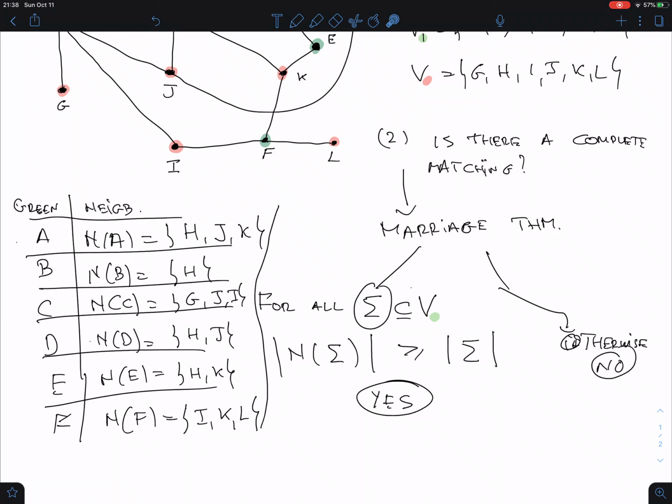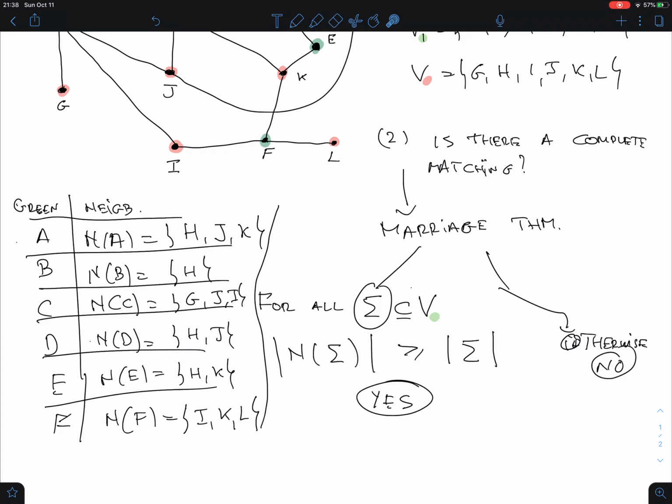So what about if I take three of these guys, but they only have two different neighbors, right? Then this set would have three elements, but the neighbors would only have two elements. Sorry, I'm pointing to the wrong side. Okay, so is that the case? Well, H and J, but no, H and K. So no. But wait a sec. H and J, and H and K, and H and J and K.